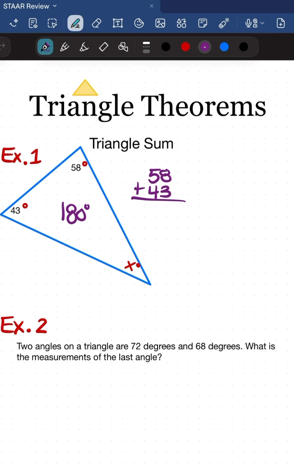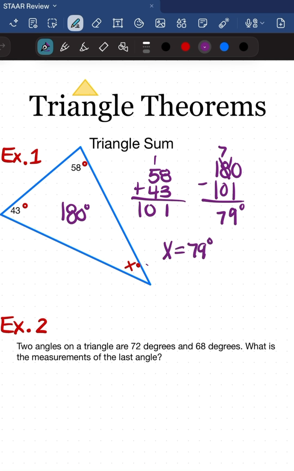So in this case, that gives me 101. So we know that those two angles equal 101, and then 180 take away 101, so we know that x is equal to 79 degrees. And again, I could go 79 plus 43 plus 58, and it all should equal 180 degrees. Pause for a minute to try number two.